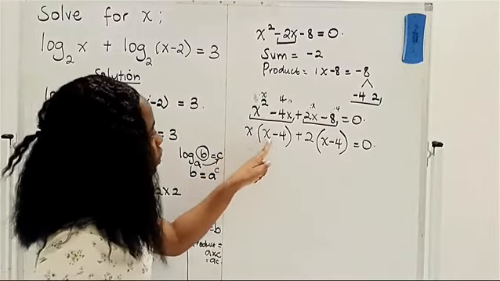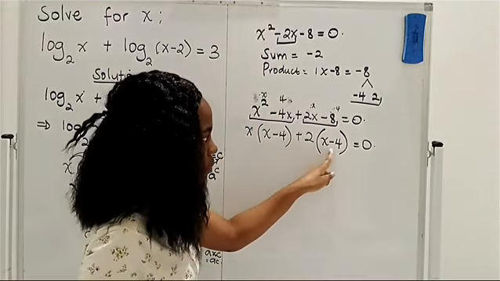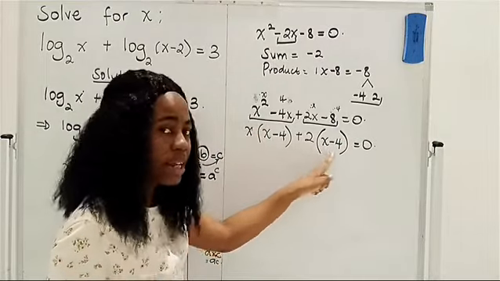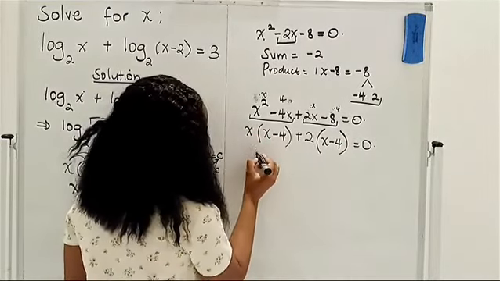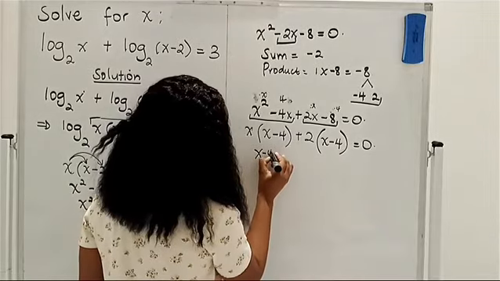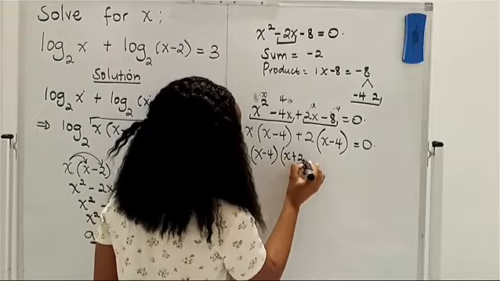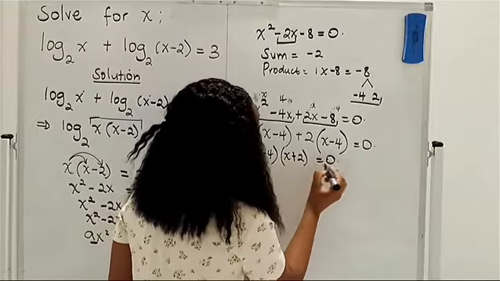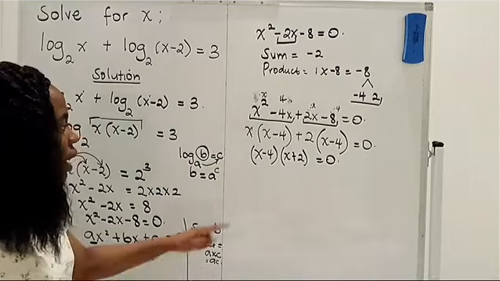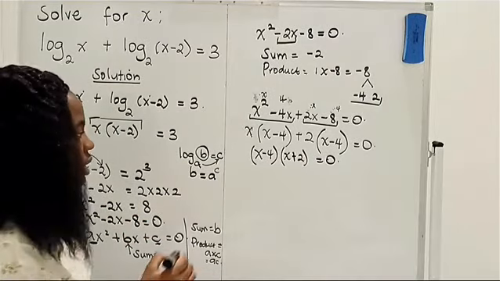Okay? Now, these brackets are the same. This one shows that we are on the right track. So I will have x minus 4 out, and then I remain with x plus 2, and this is equal to 0. Okay? Now we need to get the values of x.